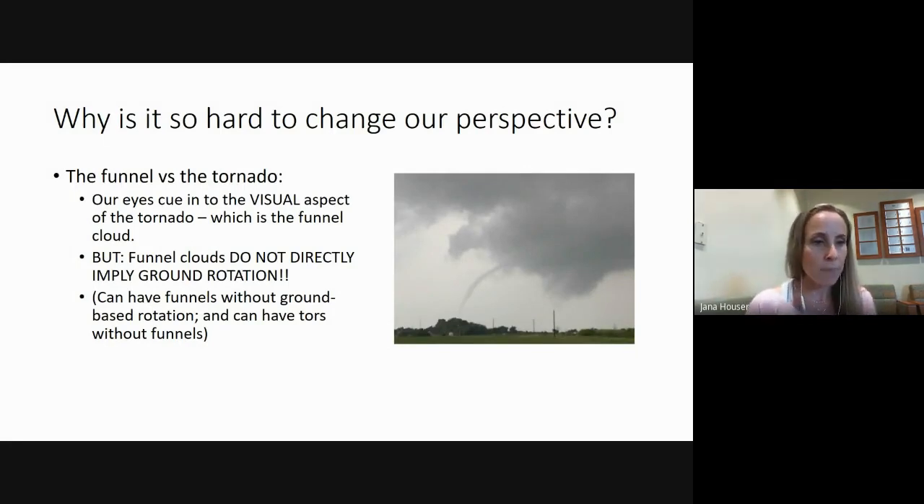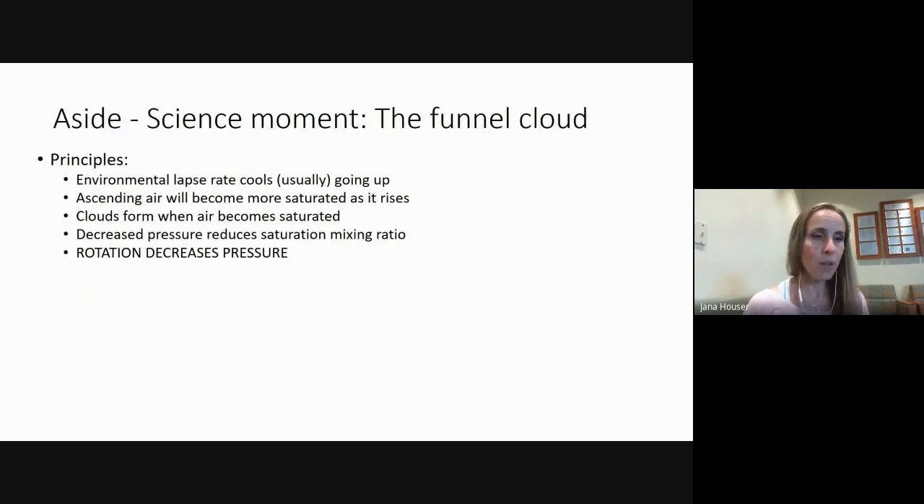But it's really important to note that the funnel cloud does not directly imply that we have ground-based rotation. We can have funnels, as we all know, that don't have ground-based rotation, and similarly, we can have tornadoes without funnel clouds. So let's take a minute to talk about the funnel cloud itself. The behavior of this funnel cloud is going to be attributed to a couple of scientific principles that we all know, we all are comfortable with.